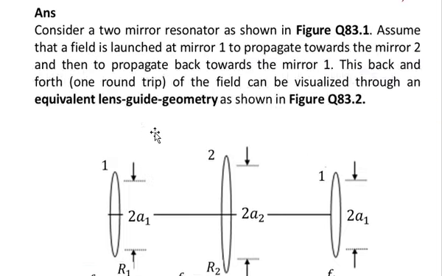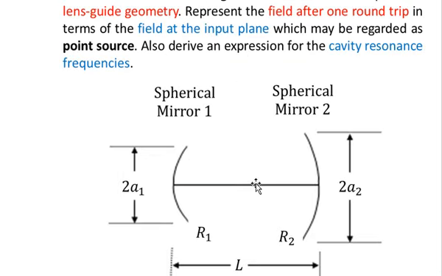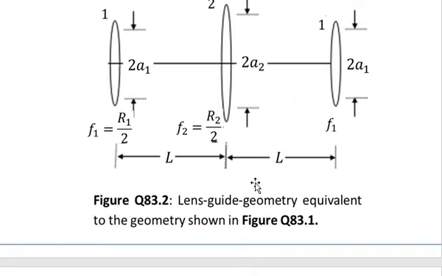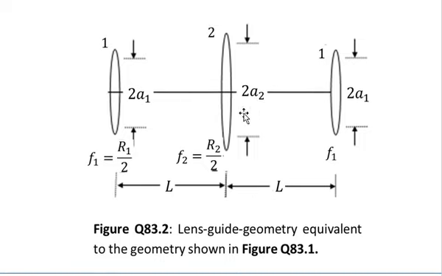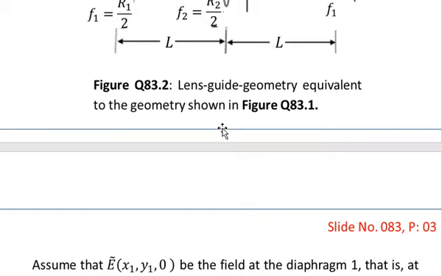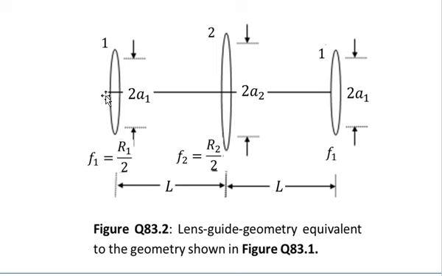Now, rather than solving the problem using this figure, we shall solve the problem using this lens guide geometry. So we shall be calculating the field from the lens 1 on the left hand side to the lens 1 on the right hand side.